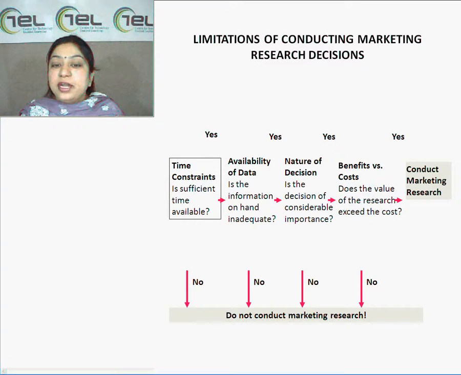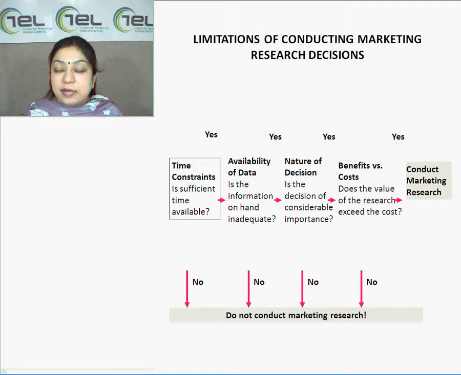Now, what are the limitations of conducting marketing research decisions? First of all, the first limitation here is your time constraint. You have to see whether there is sufficient time available for a particular research to be conducted. In case it is yes, you move to the next step, and in case it is no, you do not conduct marketing research.